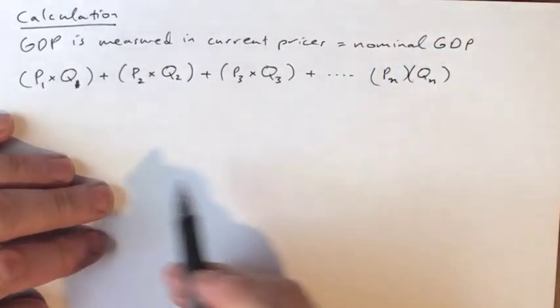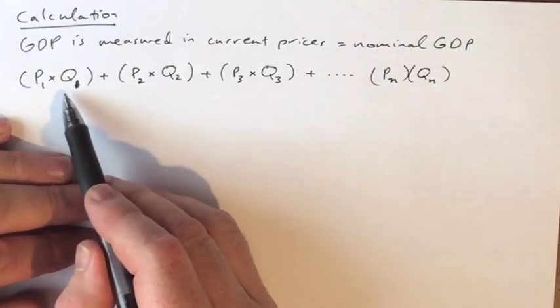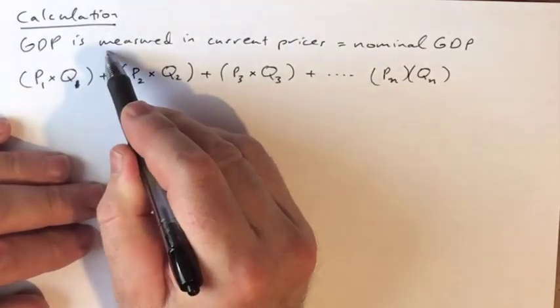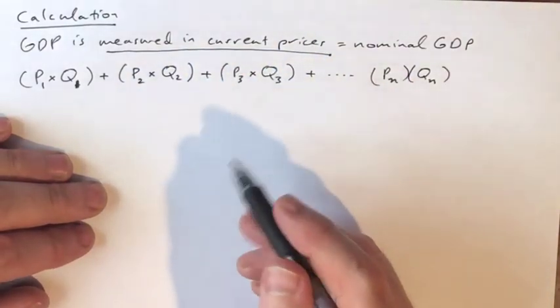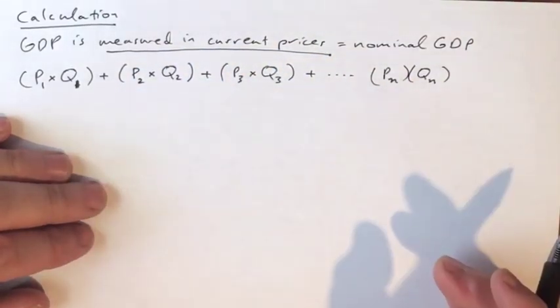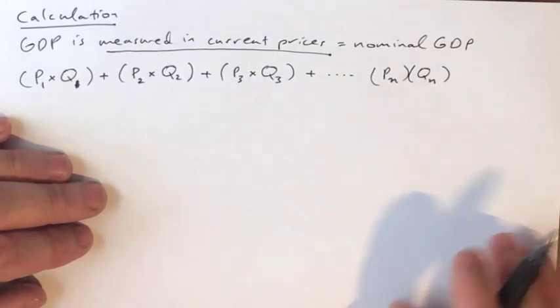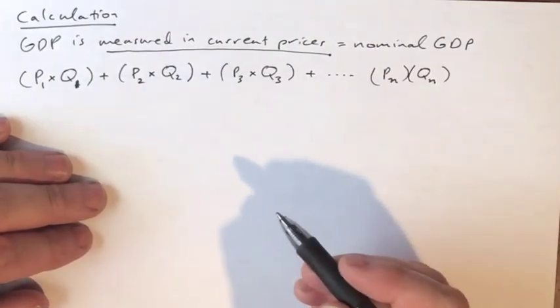So this is a lot of work, right? We have to take and add up all of these quantities, multiply them by the price. So this is what we mean to say that GDP is measured in current prices. The issue that comes up with that is that prices can change, right? If prices change, our value for GDP is going to change as well.